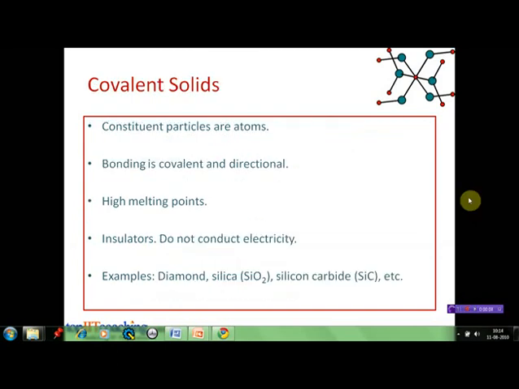The next type of solids are the covalent solids, in which the constituent particles are atoms. These atoms are held together by covalent bonds which are directional in nature. They show high melting points and they are insulators in nature. They do not conduct electricity. The common examples of covalent solids are diamond, silica, silicon carbide, etc.